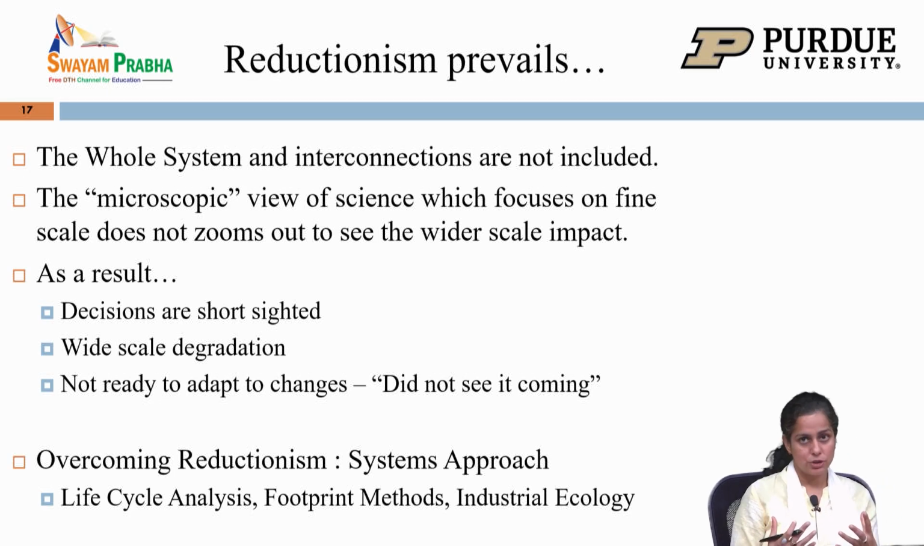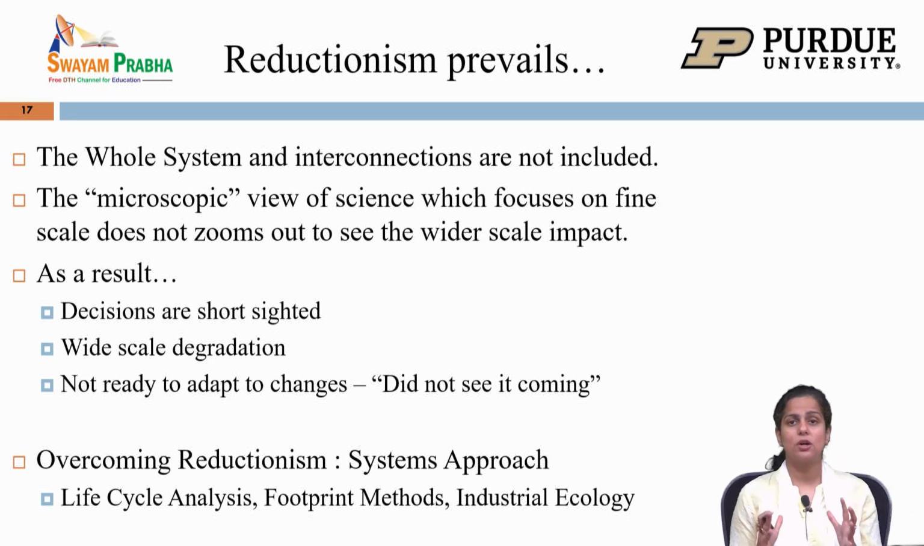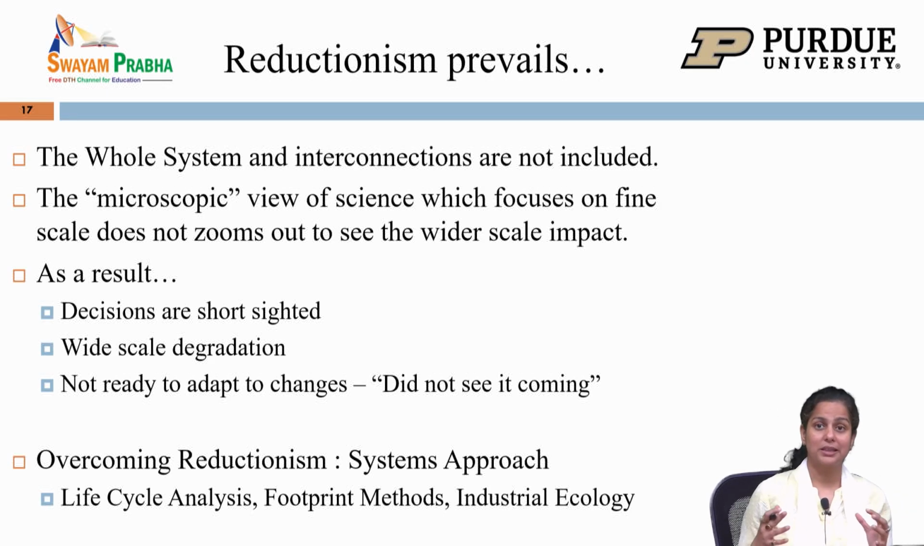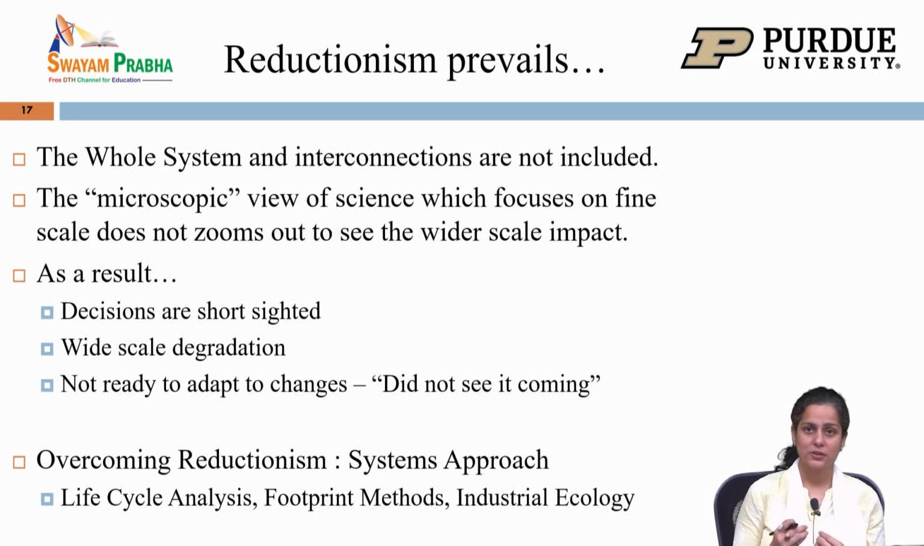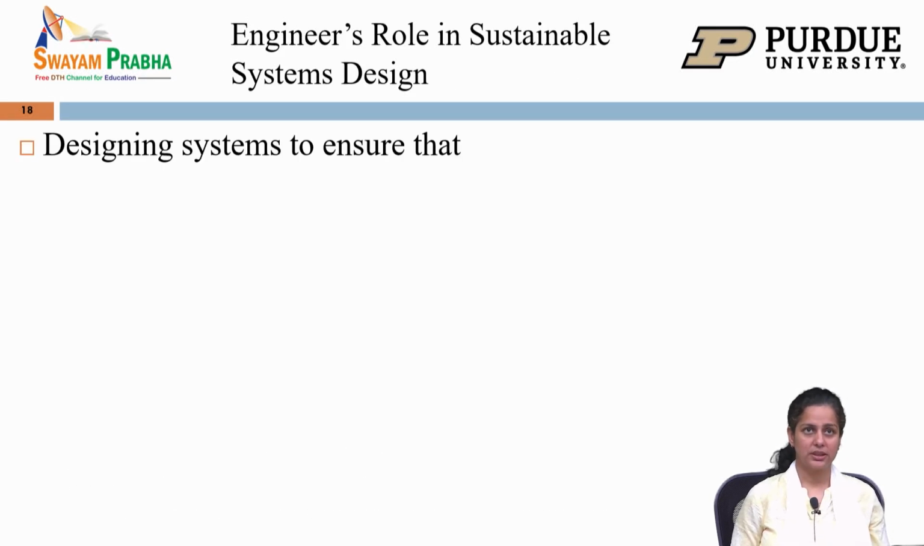So how do we overcome reductionism? We take the systems approach, and in this course we will learn the techniques of this systems approach, like life cycle analysis, industrial ecology, and some of the footprint methods. So what does an engineer do in sustainable systems designing?